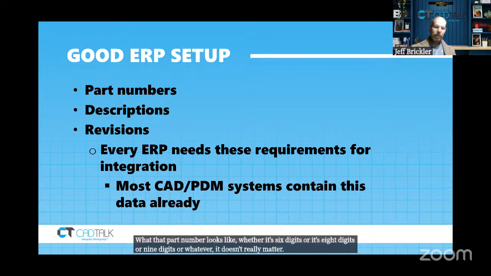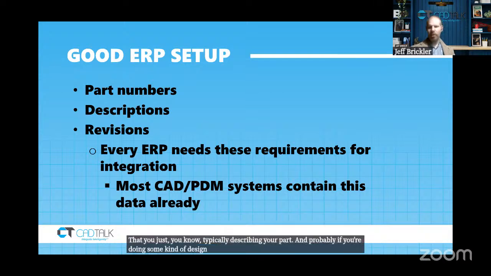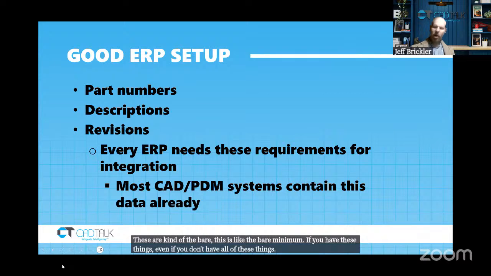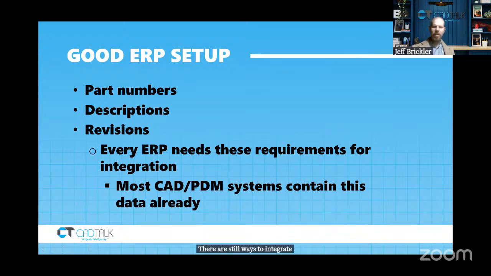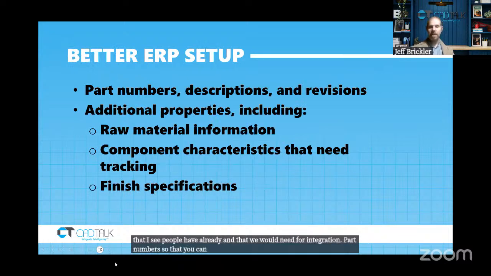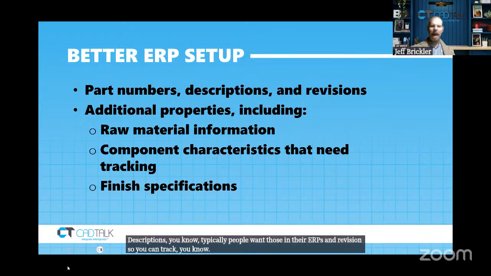You're typically describing your part, and probably if you're doing some kind of designs, your revision process, right? Which revision are you doing? These are kind of the bare minimum. If you have these things, even if you don't have all of these things, there are still ways to integrate, but these are the three main things that I see people have already, and that we would need for integration. Part numbers so that you can identify the parts themselves. Descriptions, so typically people want those in their ERPs. And revisions, so you can track what happens during changes.